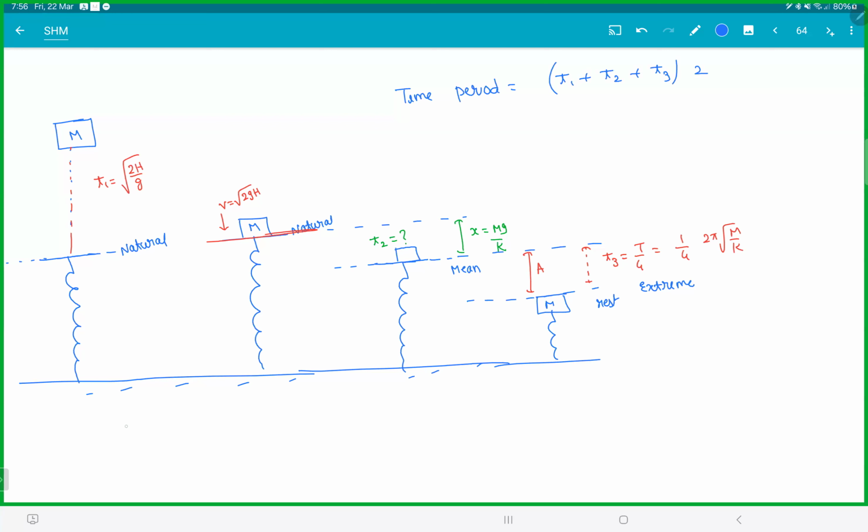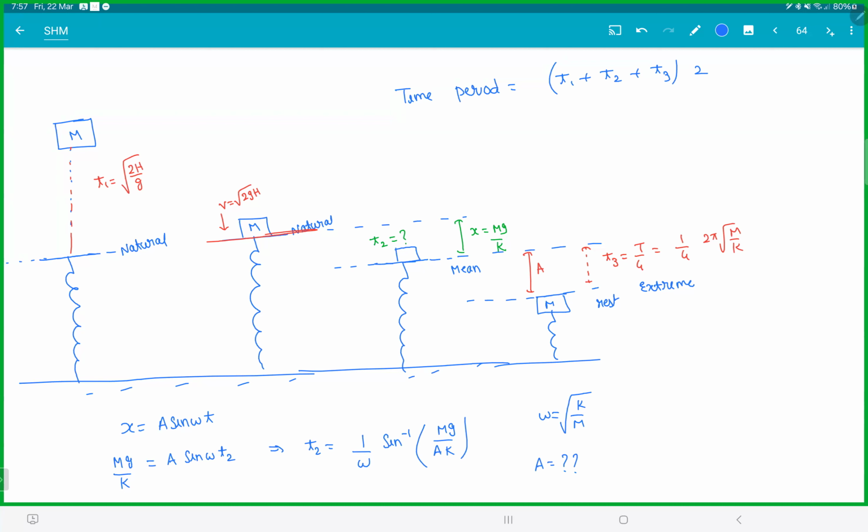And how can I find t2? x is equal to a sine omega t. So if I put x value as mg by k, amplitude a, this would be sine omega t2. So from here I get t2 will be 1 by omega sine inverse mg by ak. Perfect. But omega I know. Omega is root over k by m. I need to find amplitude. Amplitude we don't know. If I can find my amplitude, my job's done.